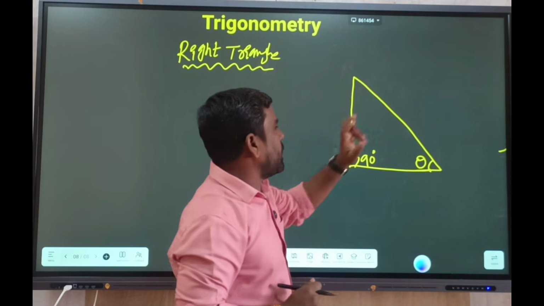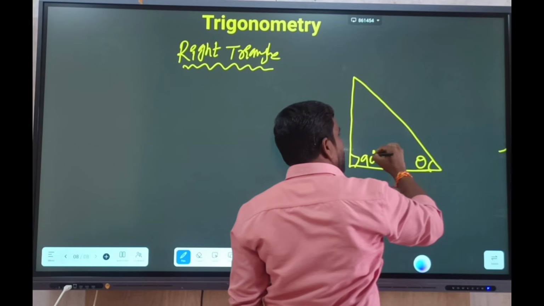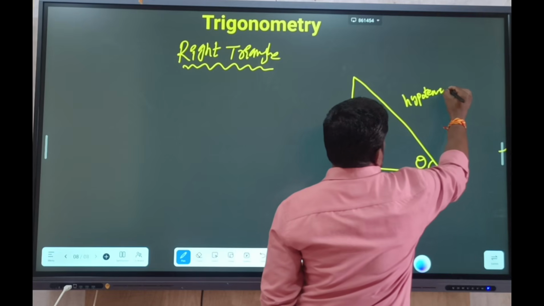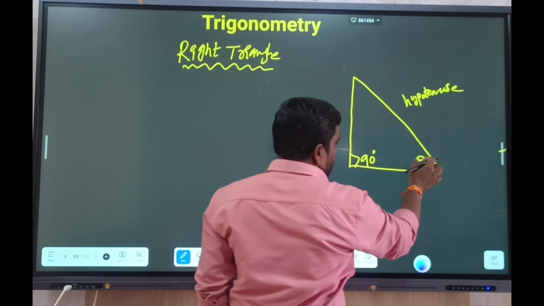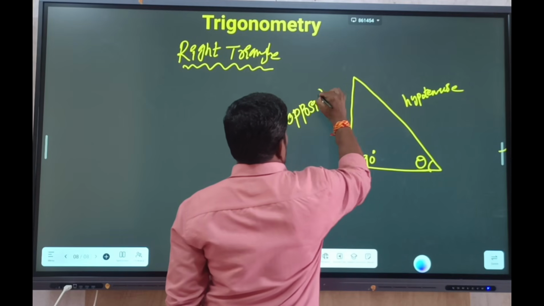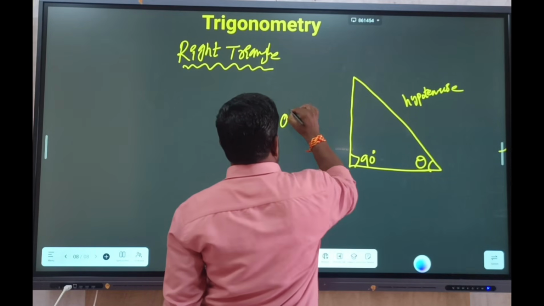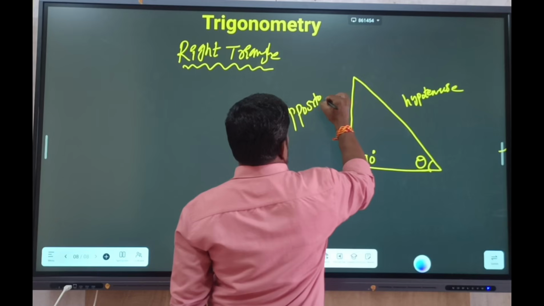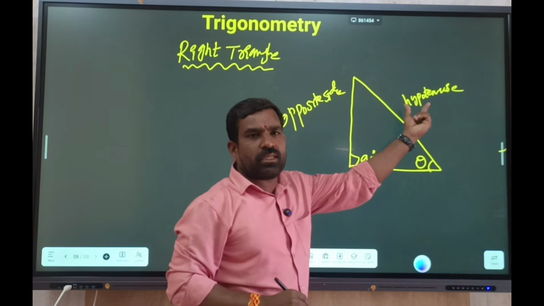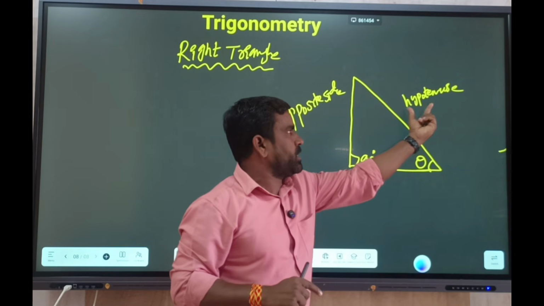So exactly opposite the 90 degrees, very important: the side opposite the 90 degrees is always the hypotenuse. So very important, hypotenuse. The side exactly opposite theta is the opposite side. Every time, very important, the side opposite the 90 degrees is always taken as the hypotenuse.